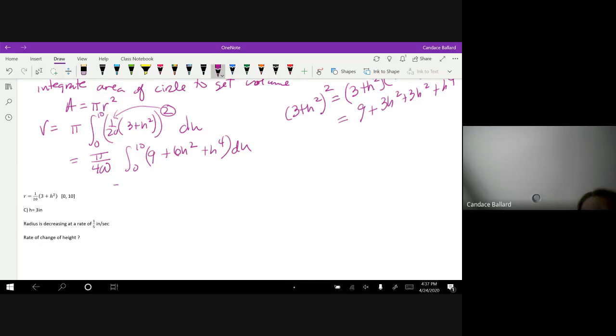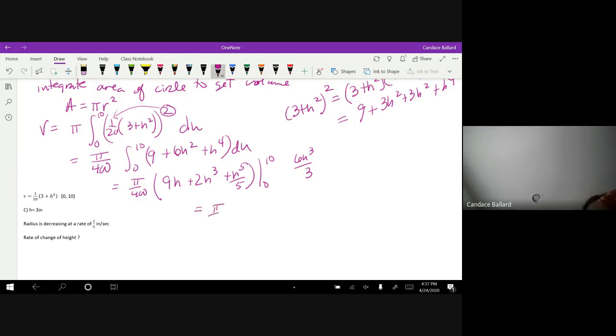All right, so we've got pi over 400. When I integrate this, 9 becomes 9h. When I integrate 6h squared, I get 6h cubed over 3, which reduces to 2h cubed. When I integrate h to the 4th, I get h to the 5th over 5. And we're going from 0 to 10. The good news is I just have to plug the 10 and the 0 in, and I'm done. I don't really need to worry about what the answer looks like.